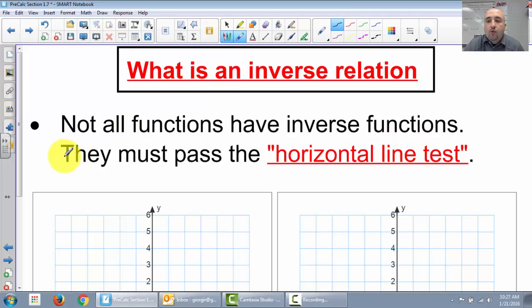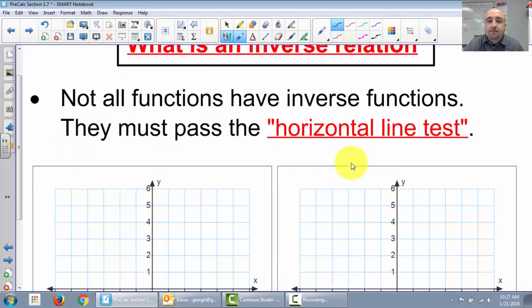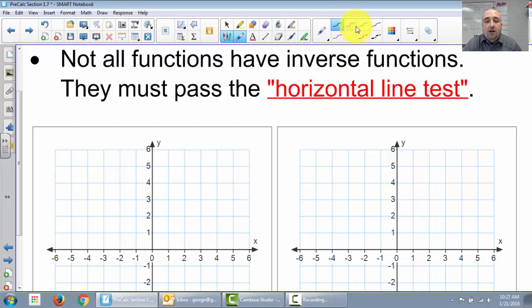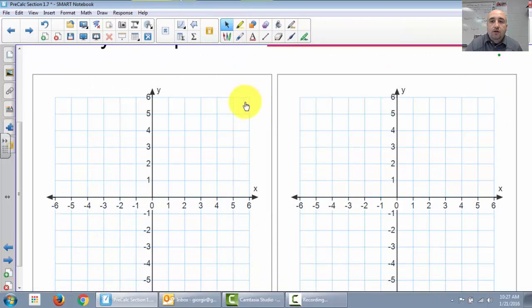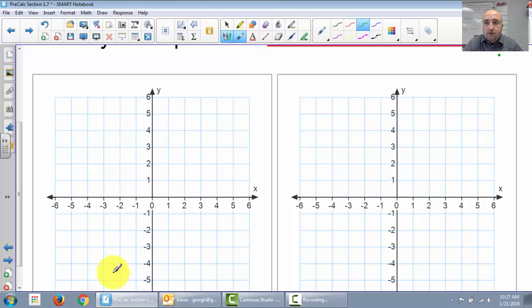They must pass what we call the horizontal line test. All right, so let me draw an example of a graph. All right, so let's see here. Let me go down a little lower. All right, so here is an example.